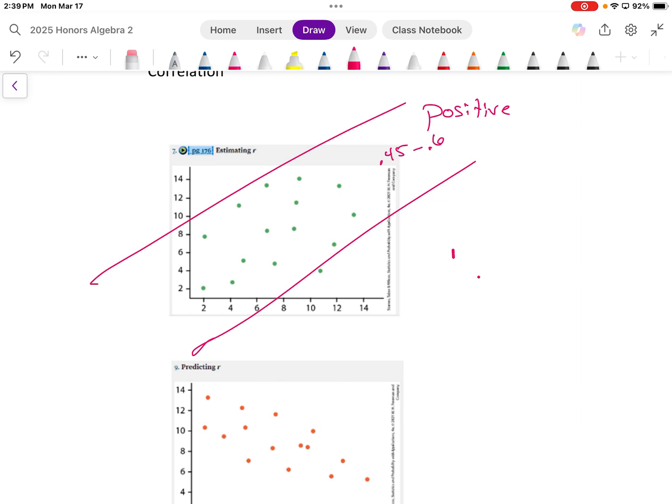We may want to say the word moderate is usually the adjective. Usually we use weak, moderate, and strong, the three adjectives that get used.